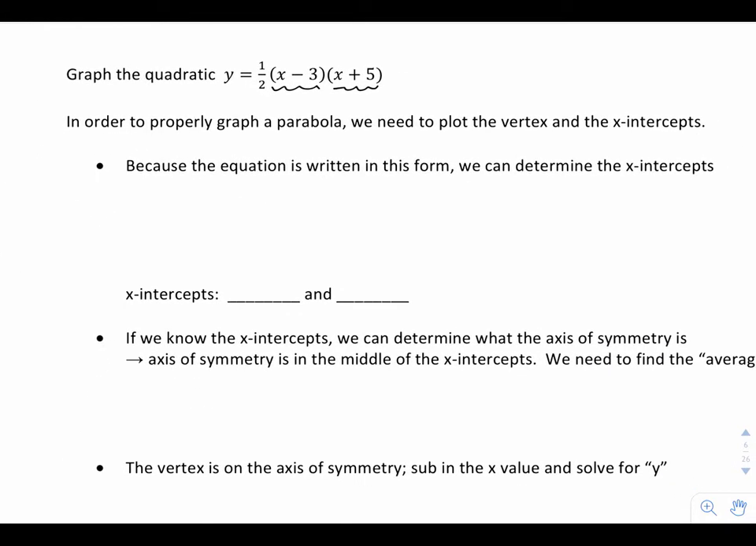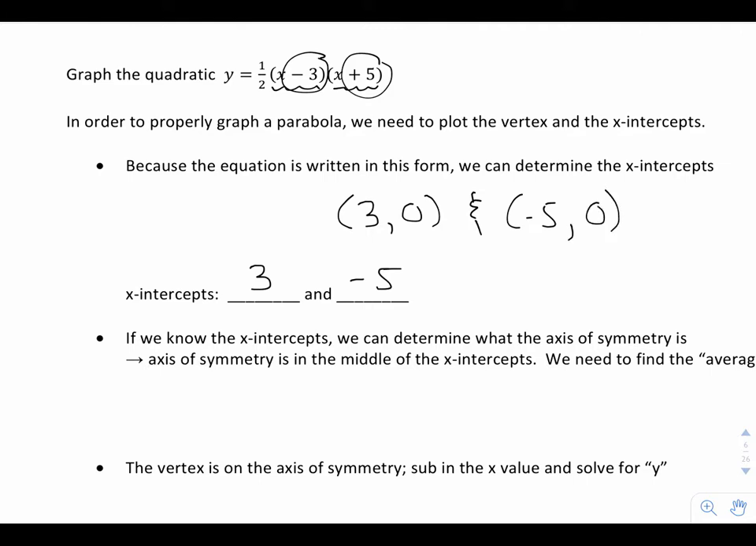We just look at the opposite of this number, which is going to be 3, and the opposite of this number, which is going to be -5. So our two x-intercepts are 3 and -5. And I'm going to state them in coordinate form because we do want to graph this at some point: (3, 0) and (-5, 0).